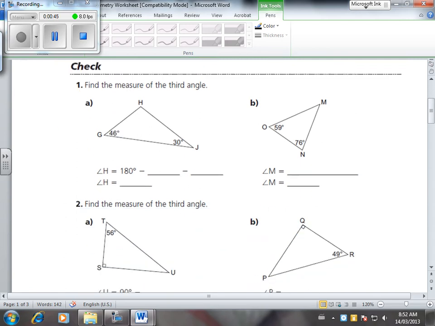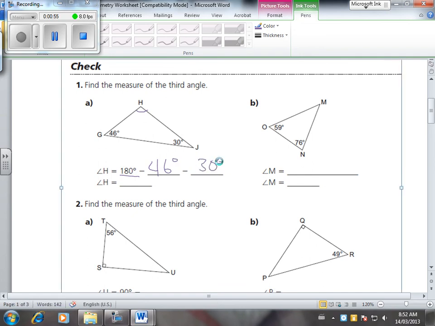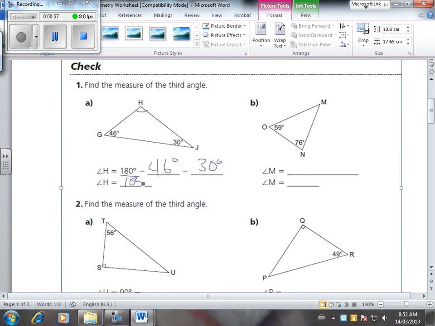So like here, if we know angle G and J, and we want to know angle H, we know the sum of all 3 angles is 180 degrees. We just subtract the other 2, and we get that angle H equals 104 degrees.